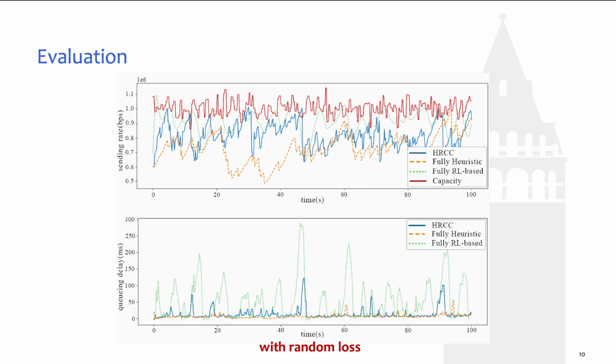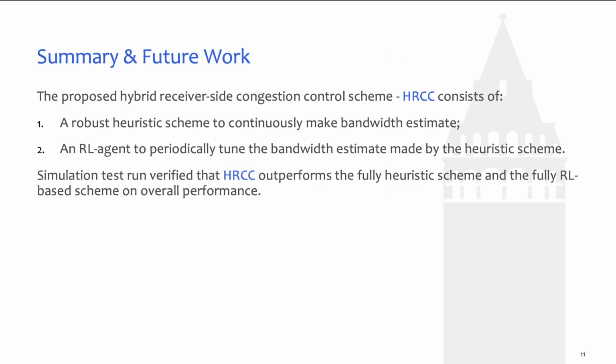By catching a glimpse of the 3 cases, we may see that HRCC realizes a more robust performance than the pure RL-based scheme and achieves higher bandwidth utilization than the pure heuristic scheme. As a summary, HRCC outperforms both of its individual components on bandwidth utilization and overall QoE.